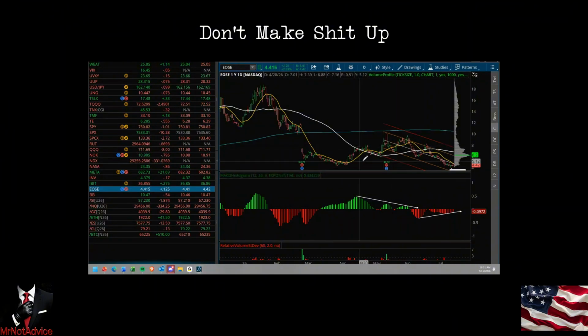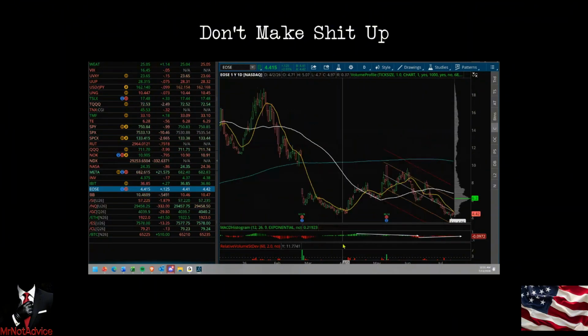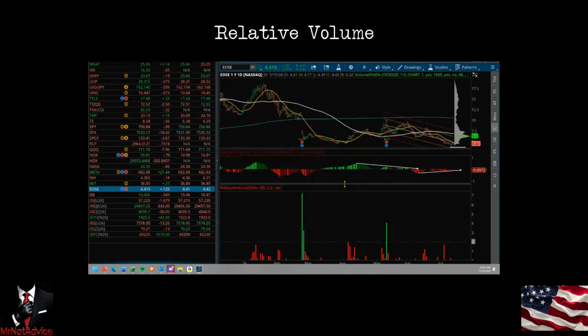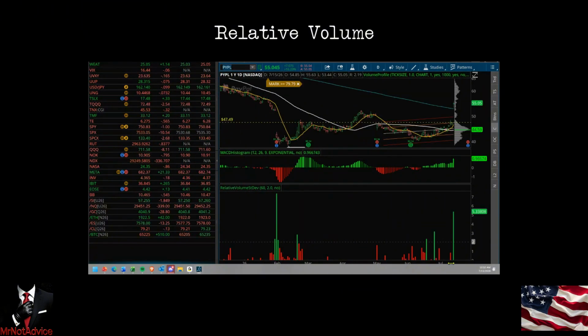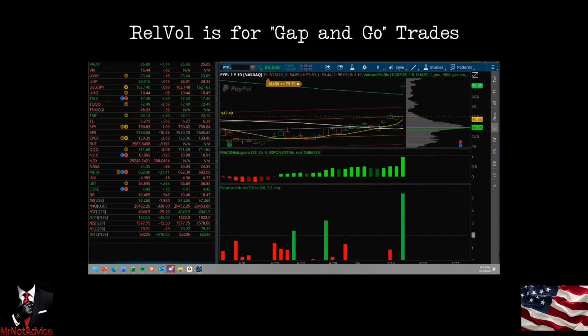The final indicator that I use is this. This is called a relative volume standard deviation. So here's my second volume component. And here's where this matters. I use this for a very specific setup. It's called a gap and go.